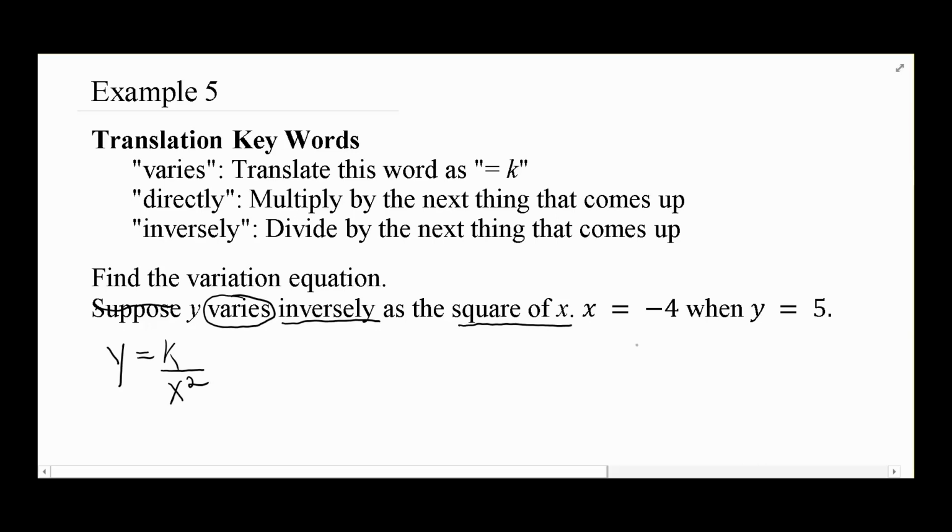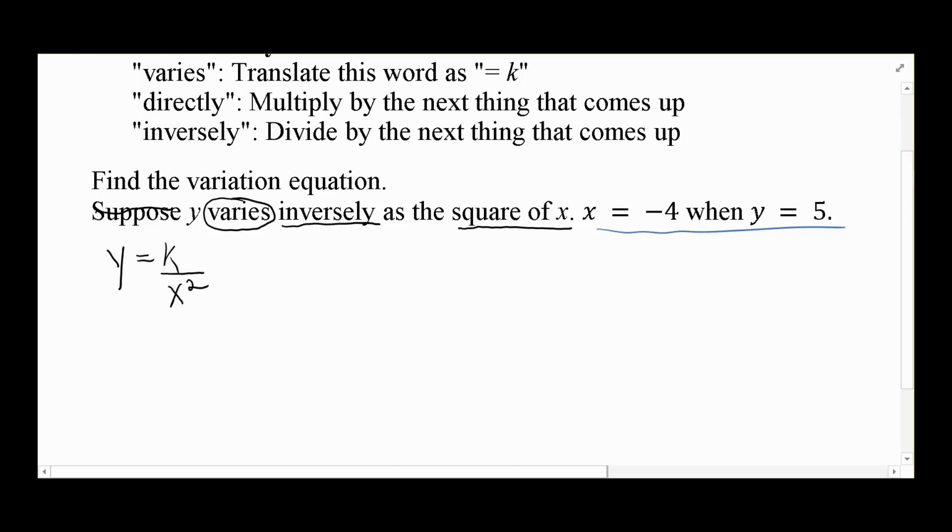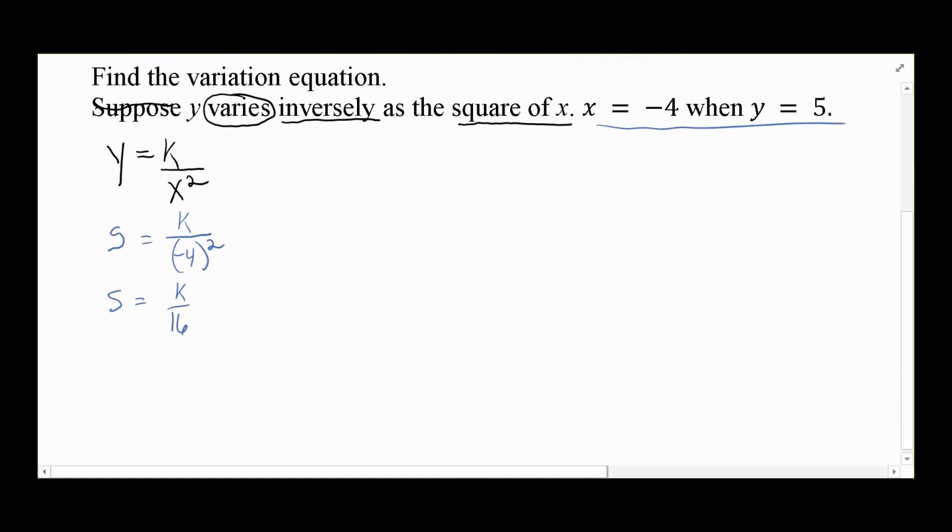Step two is then to plug in these known values. So we have a known value of 5 in the y and -4 in the x. So we have -4 squared. If we do a little solving here, -4 squared is 16. If I multiply both sides by 16, I find k is 80.